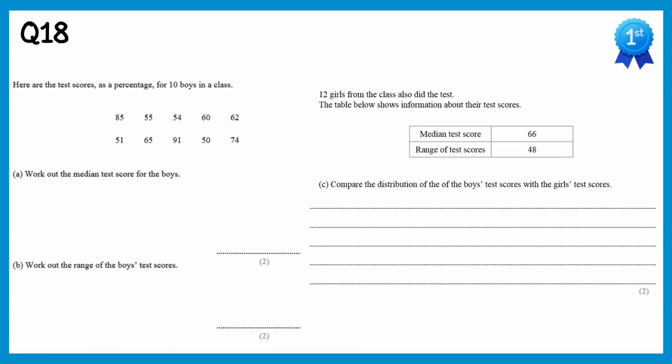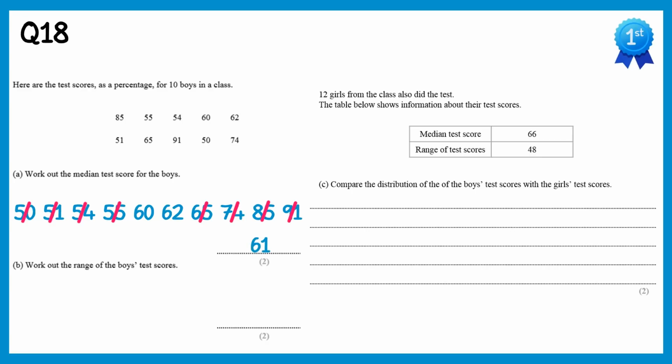To find the median test score, we should write out the scores in order first, like this. We can then cross off pairs of numbers from the ends, like this, until we get to the middle. This time we get two middle numbers, 60 and 62, so we find out what's exactly in the middle of those, which is 61. To find the range, you do the biggest take away the smallest.